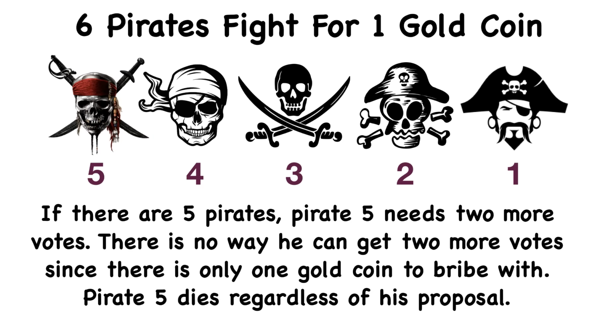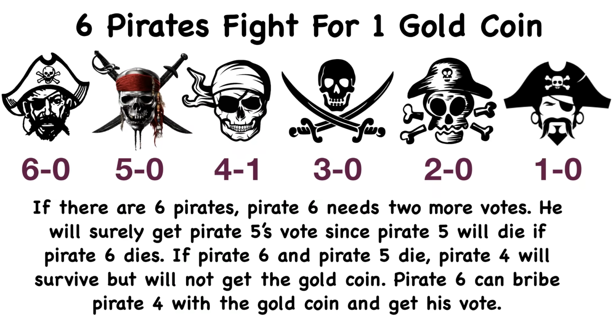If there are 5 pirates, Pirate 5 needs 2 more votes. There is no way he can get 2 more votes since there is only 1 gold coin to bribe with. Pirate 5 dies regardless. You can think about it. Think about the scenario with 5 pirates. Pirate 5 cannot make any kind of plan in order to survive. With any approach, he will not get more than 50% of the vote. Anyway, he is going to die if there are 5 pirates left.